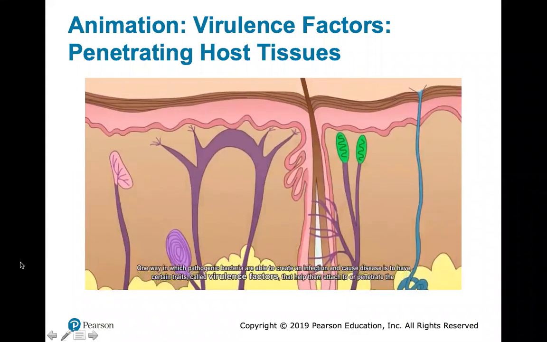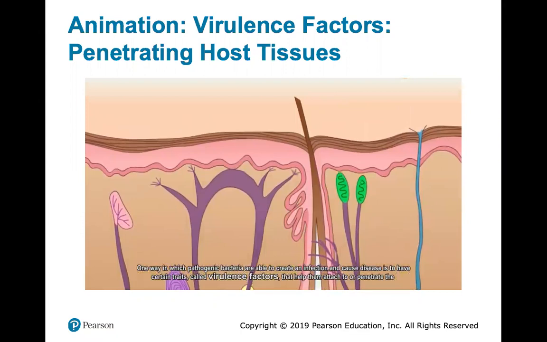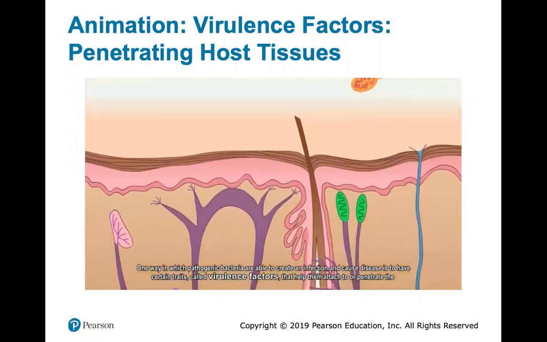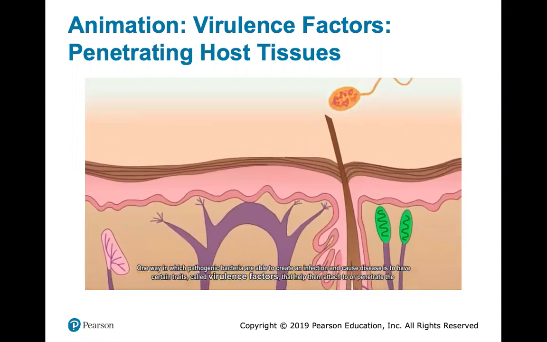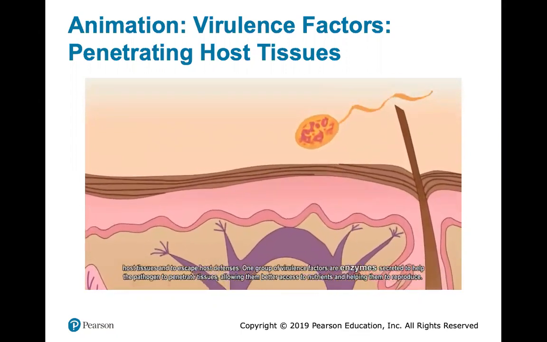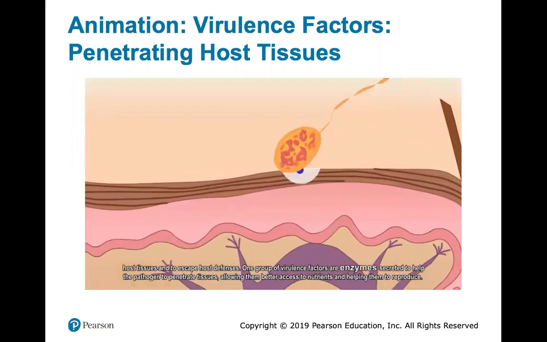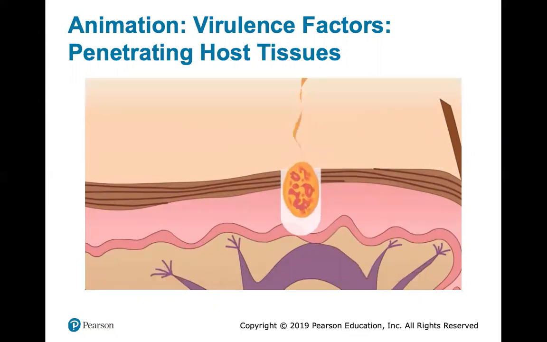One way in which pathogenic bacteria are able to create an infection and cause disease is to have certain traits called virulence factors that help them attach to or penetrate the host tissues and to escape host defenses. One group of virulence factors are enzymes secreted to help the pathogen to penetrate tissues, allowing them better access to nutrients and helping them to reproduce.